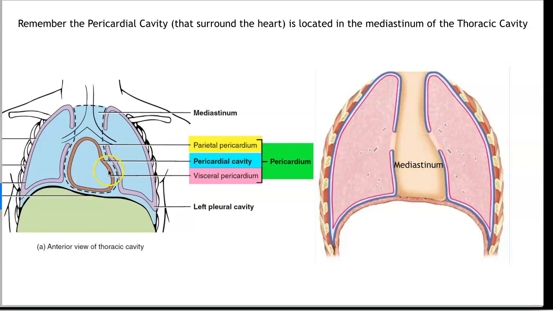So this picture is showing you the outline of the mediastinum in the black little dots. And here we have the pericardium shown in brown. We have our inner visceral pericardium, outer parietal pericardium, and that space in between them is the pericardial cavity that has our serous fluid. So not too bad, right?